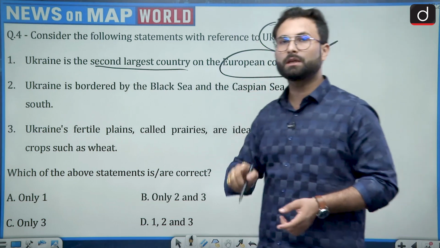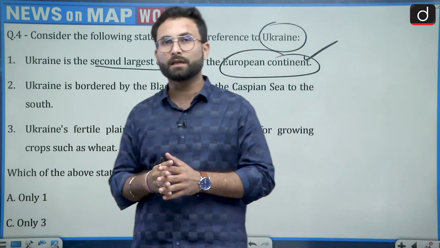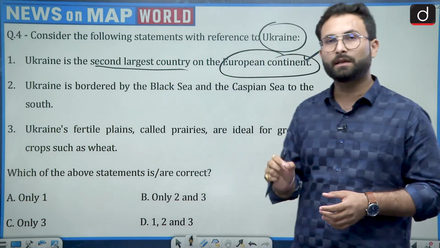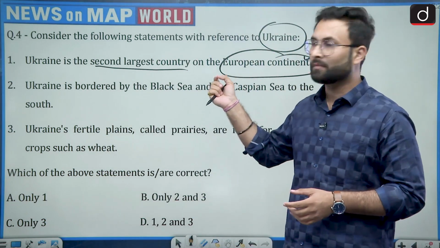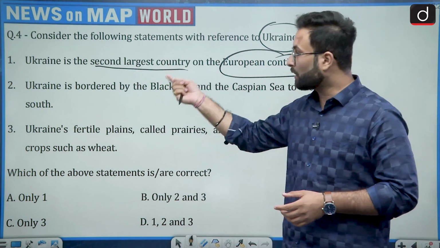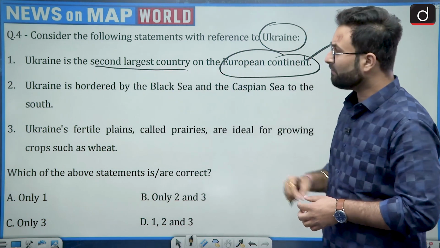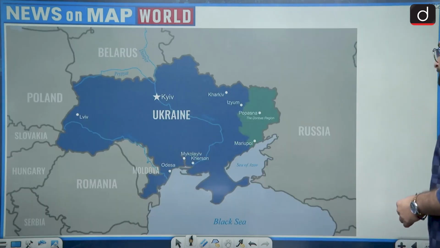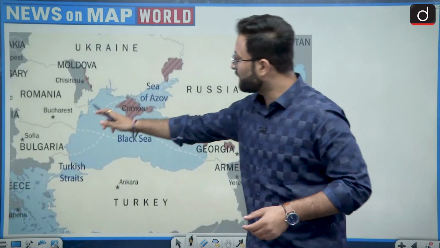When we are talking about the largest country, you can reply in the comment box which is the largest country in the European continent. Ukraine is the second largest. Now coming to the second statement: Ukraine is bordered by the Black Sea and Caspian Sea. Let's see the map. So this is the map over here.